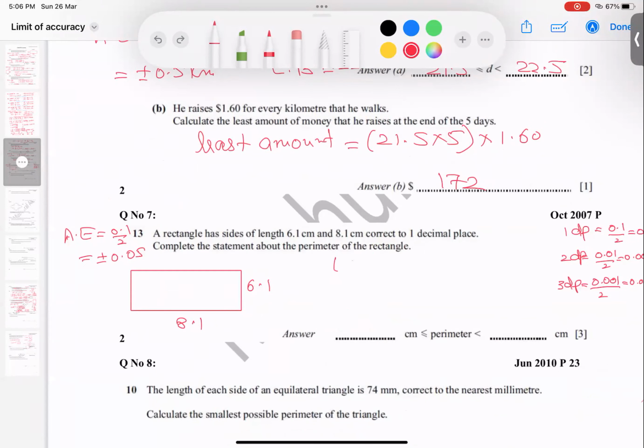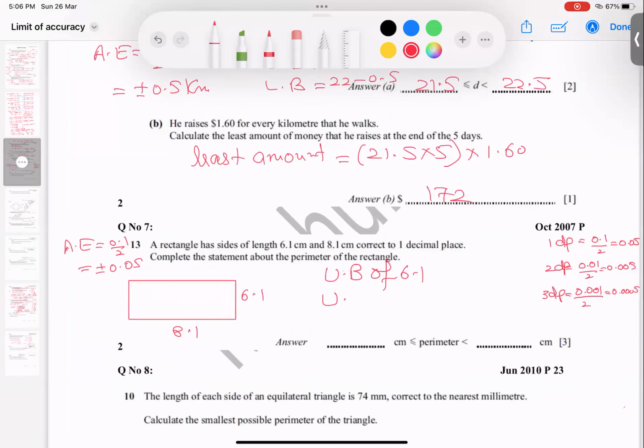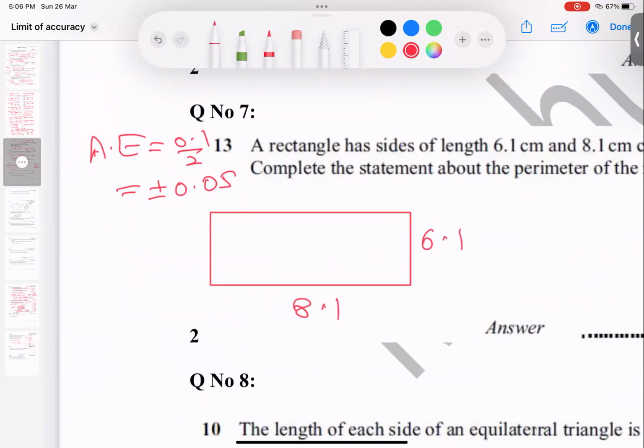First of all, I will find upper bound of the length, I will find the upper bound of the length of 6.1. Then upper bound, okay, because I'm looking for both values. So upper bound of length and upper bound of width. First of all, I will find this one. Sorry, we have to find not only the upper bound, we need everything. So I think we can do it directly, okay? Have a look, please.